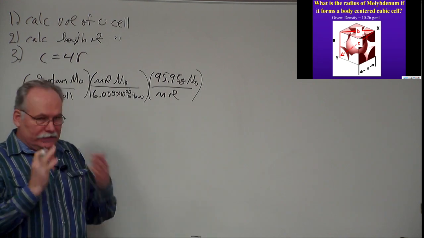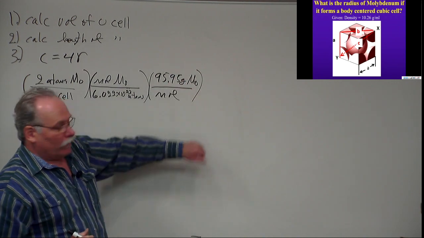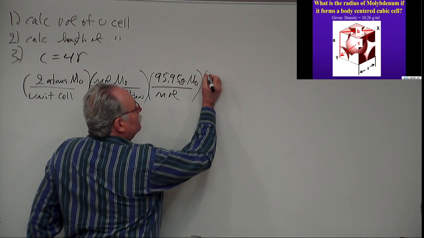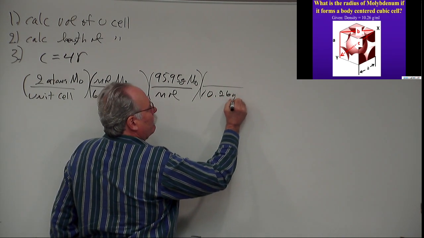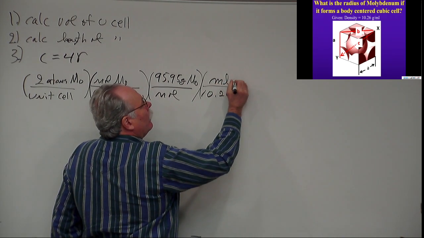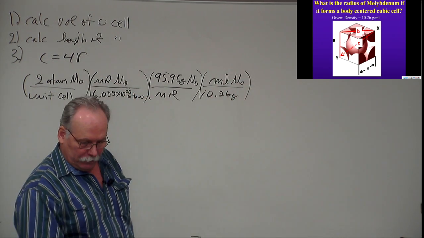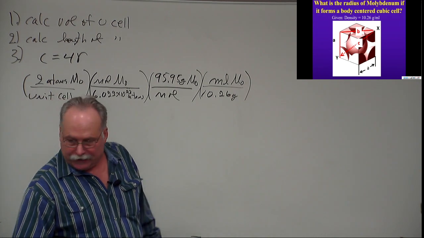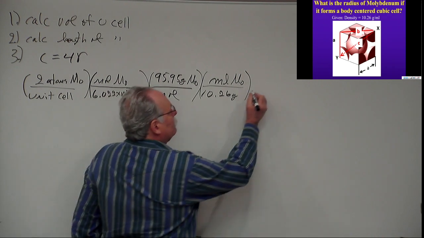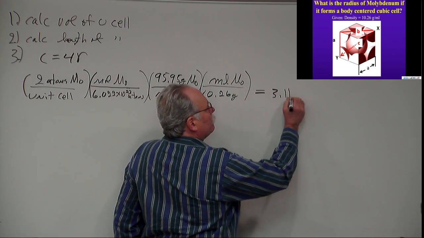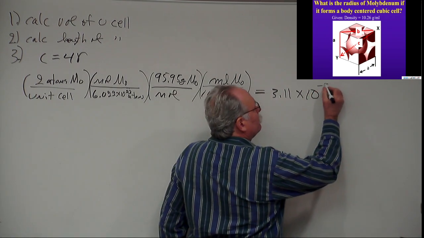And then if we use the density, a macroscopic measurement that we can measure, we can convert our mass to our volume. And we are going to actually divide by the density. So we have 10.26 grams per mL of molybdenum. And remember, mL, milliliters, is centimeters cubed. We get out our calculator, which I've already done the math, and we come up with 3.11 times 10 to the minus 23rd.